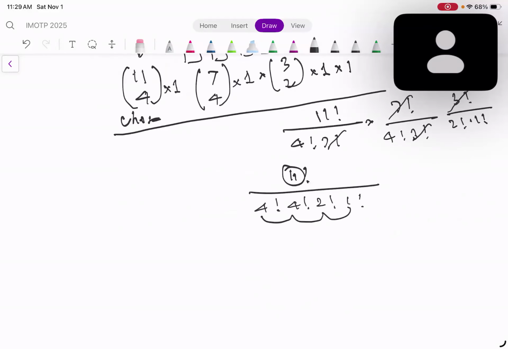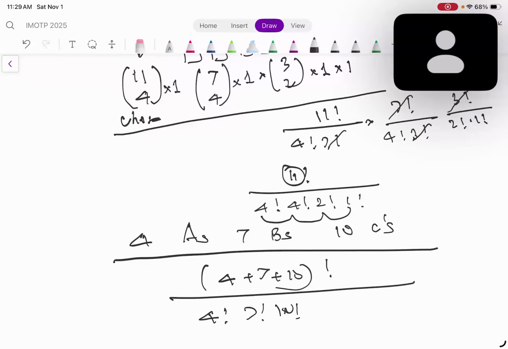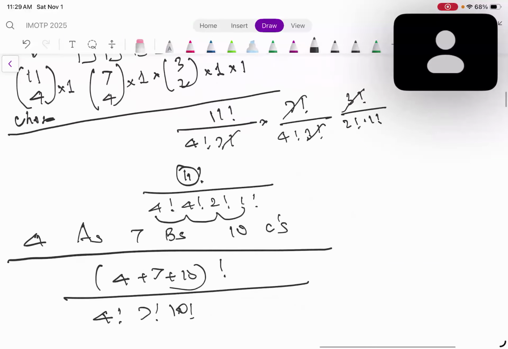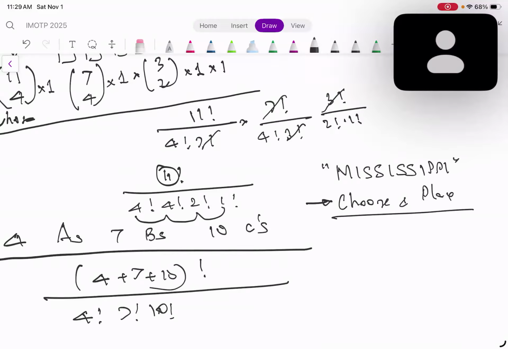So if I have, let us say, 4 A's, 7 B's, and then 10 C's, how many ways can I arrange them in a row? There, that gives 4 plus 7 plus 10 factorial divided by 4 factorial, 7 factorial, 10 factorial. That's correct. Okay, so this is usually referred to as the Mississippi formula. This is basically an application of choose and place. We talked about two principles, the addition principle and the multiplication principle, and this is the third principle, that is choose and place.